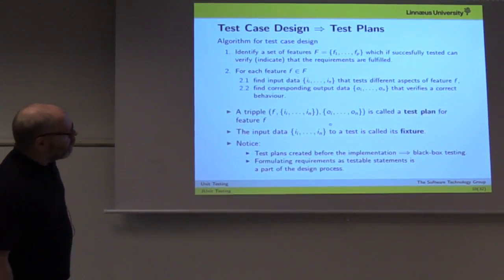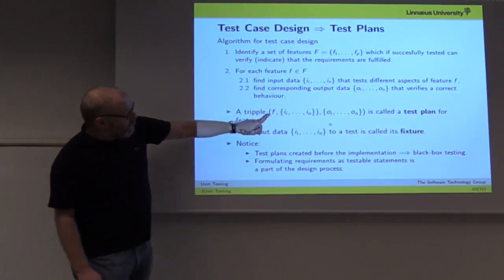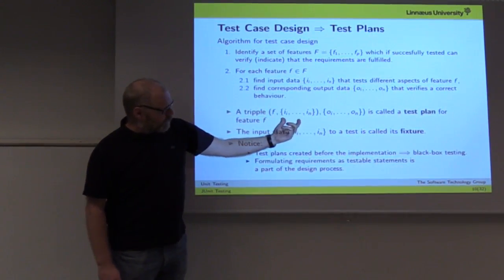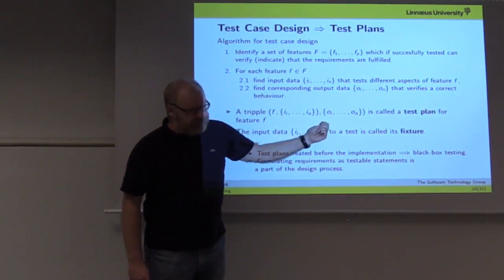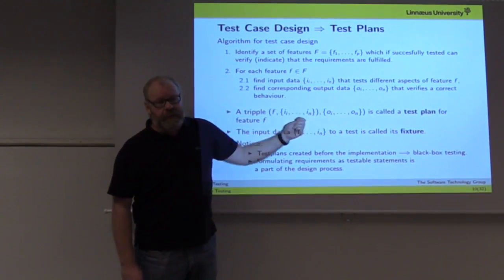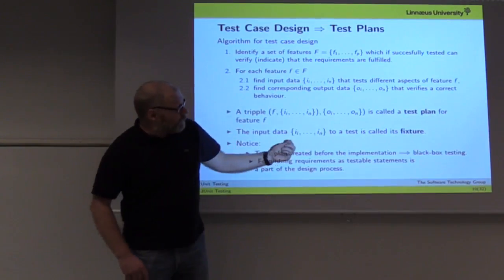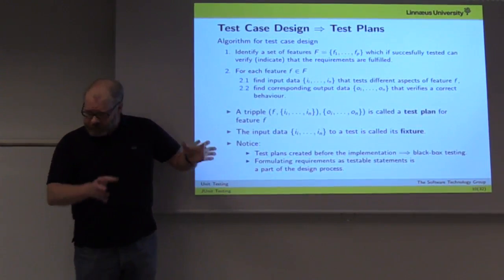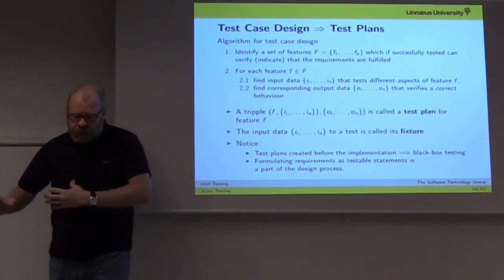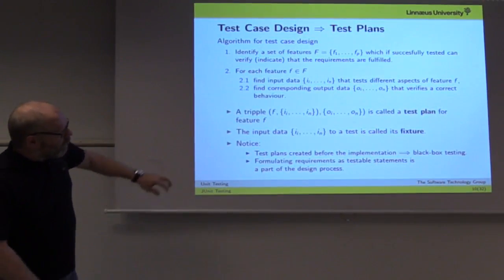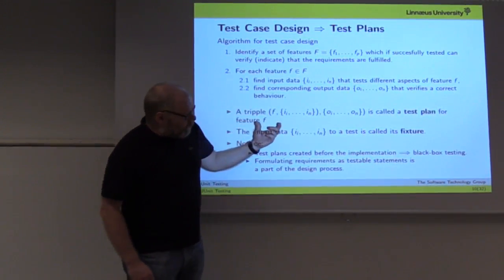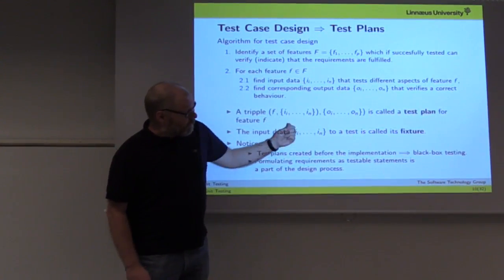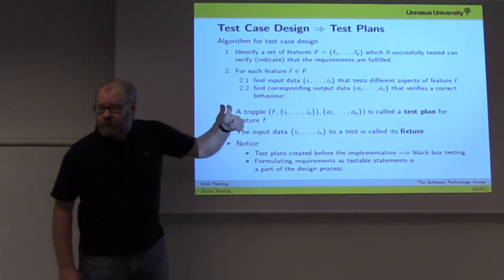For this triple, in order to test the multiplication method, we should have the following inputs and we are expecting the following results. This is called a test plan for the multiplication method. Known input, known output, and if we do these tests and we receive this output, well, then this one is working properly.